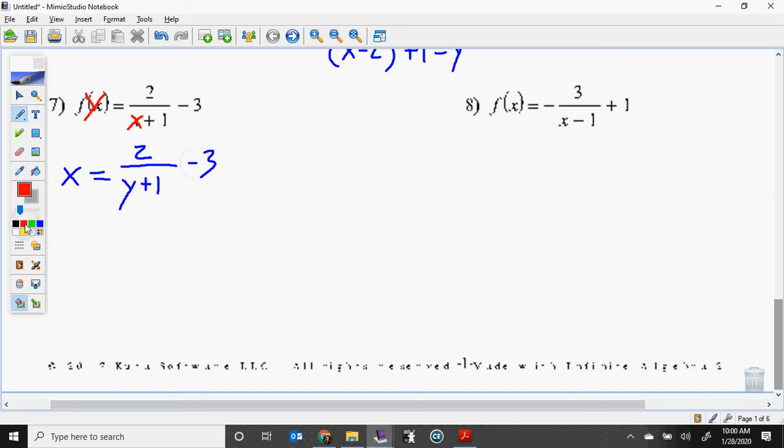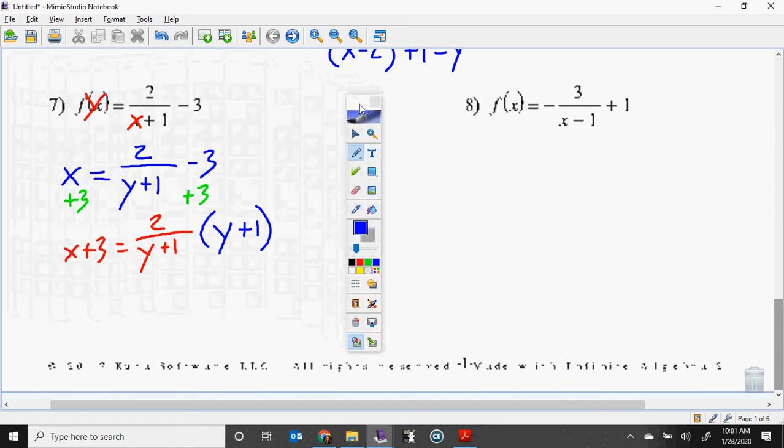I want to get the y by itself, which means moving it out of the denominator. But before I can do that, I need to get rid of that minus 3. So I'm going to plus 3 on both sides. And that's going to give me x plus 3. Okay. And at this point, most people try to get rid of the 2. We're actually going to leave the 2 right where it is and actually get rid of the y, because the y is in the denominator, and I don't want it to be in the denominator. So I'm going to multiply both sides by the denominator, which in this case is y plus 1. And same thing over here, y plus 1.